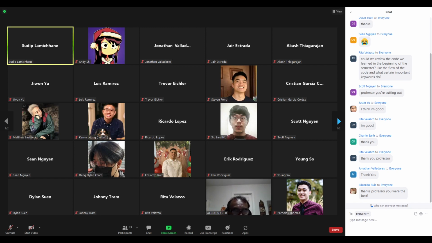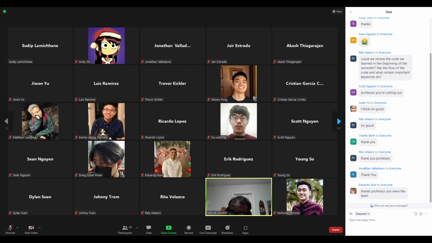Professor, to calculate the tag, we just have to do 32 minus whatever the offset we got, and then minus the index, correct? Correct.